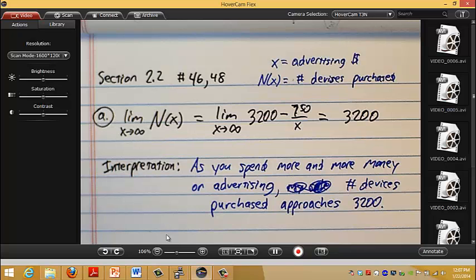Guess what? Question? Well, when you put in a bigger number, when you put in 800, it's actually less than 3,200. So wouldn't it be like the more money you spend on advertising, you're going down?